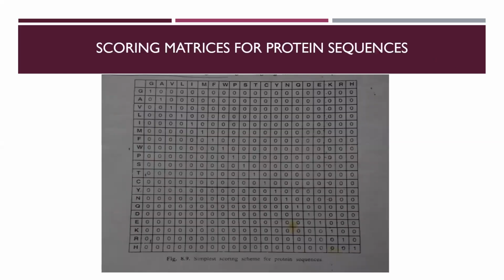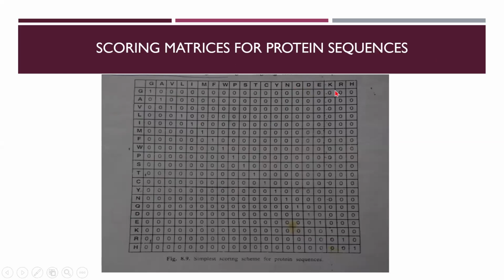How about the scoring matrices for protein sequences? In the case of nucleotides, we have only 4 different bases, A, T, G, C, so the scoring matrix appeared as a very small matrix. But as you all know, proteins are made up of 20 different amino acids. So the scoring scheme, whatever you develop, is going to be 20 by 20.